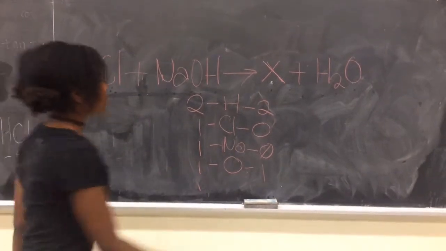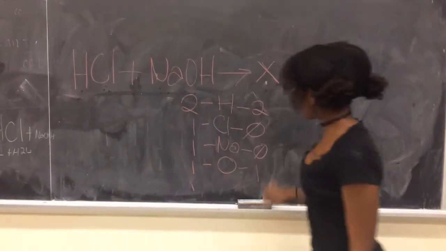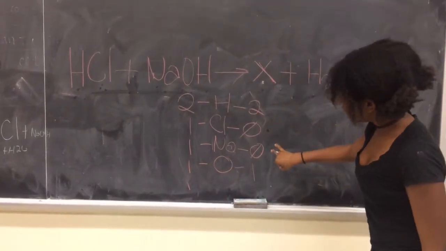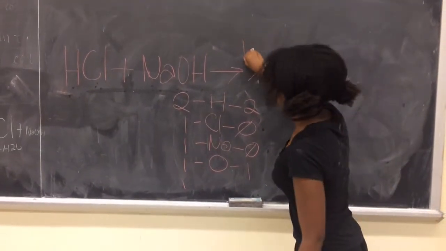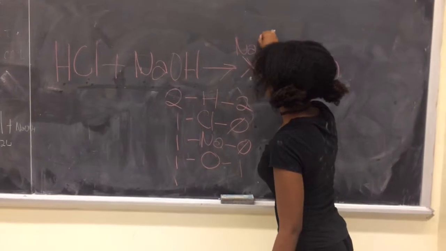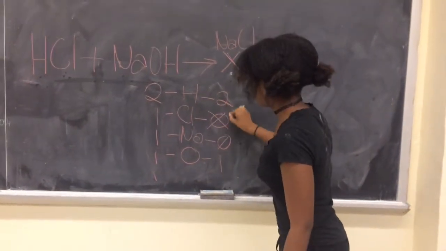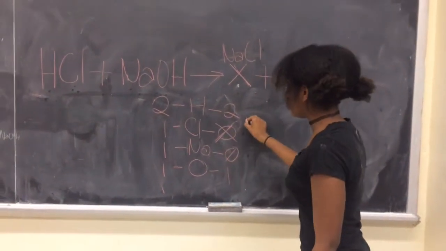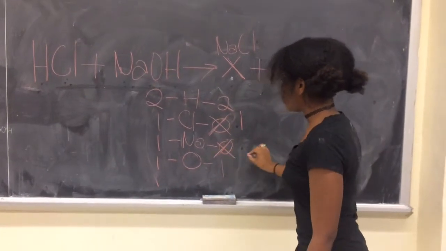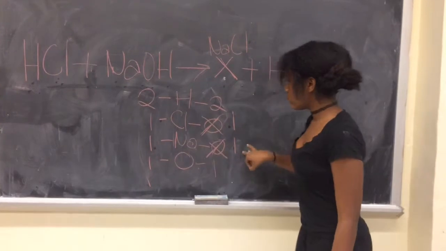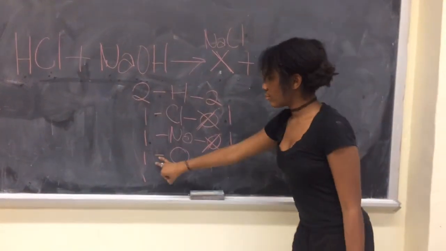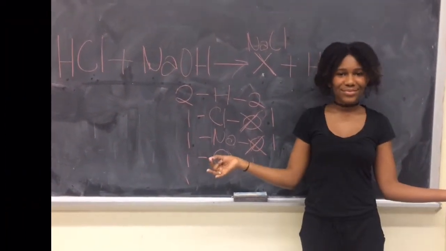So the next step is to find what we're missing. So it's clear that we're missing a chlorine atom and a sodium atom because as the law of conservation states, matter cannot be created or destroyed. So there has to be an equal amount on each side. So I'm replacing X with NaCl. That balances out the equation because now we have 1 chlorine atom on each side, 1 sodium atom on each side, 2 hydrogen atoms on each side, and 1 oxygen atom on each side.